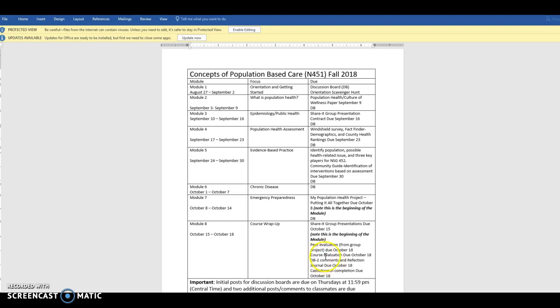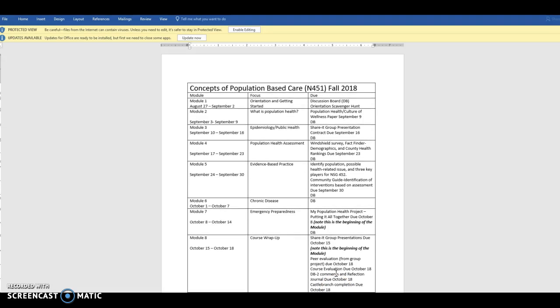And then the course evaluation is also due October 18th. And then comments and your reflection journal are due October 18th as well. And then make sure that Castle Branch is completed by the 18th. So I hope that this helps and brings to light the upcoming assignments that are due. But for this week, it's just a discussion board. And then October 8th is when your paper that you've been working on for the last few weeks is due.